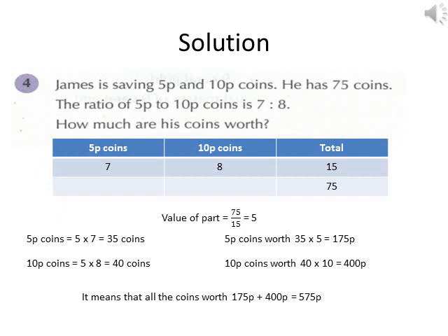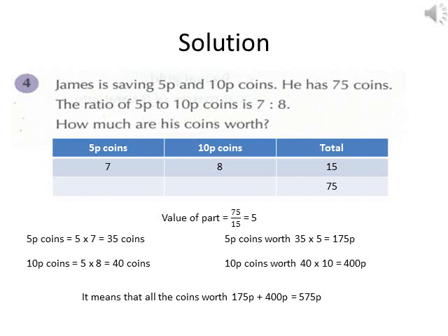So don't be confused in that part. 35 coins of 5 piasters. So I need to get how much the 5 piaster coins are worth. It's 35 coins times 5 piasters, which equals 175 piasters. And by the way, you can use your calculator to do this question. And for the 10 piaster coins, it's 5, this is the value of part, times 8, this is the ratio, and equals 40 coins. Again, 40 coins of 10 piasters. So if you want to get how much it is worth, it's 10 piasters times 40 coins, which equals 400 piasters.